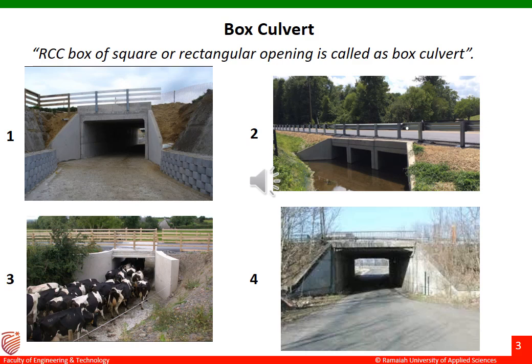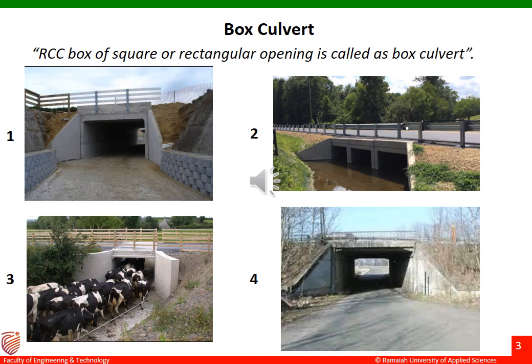The reason is, if the magnitude of the discharge is large and you provide a single box, the size of the components increases. If the size of the components increases, the structure becomes uneconomical. So in order to reduce the cost and make the structure economical, you need to go for multiple boxes with smaller components. So that's about figures 1 and 2.